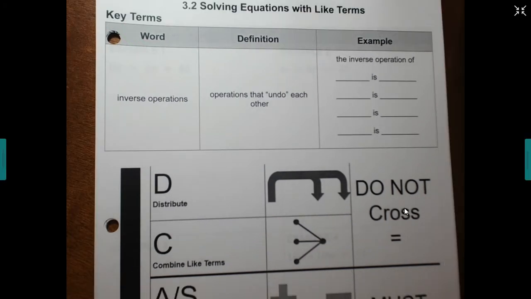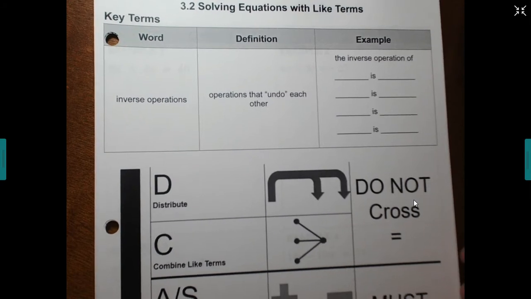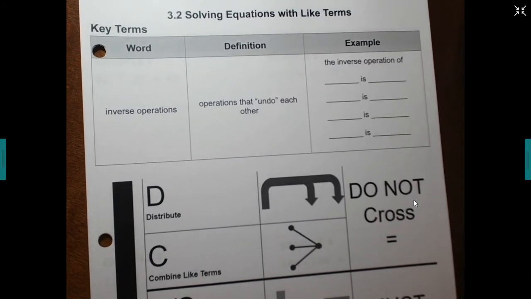Okay, let's talk about our second lesson in Unit 3, which is going to be solving equations with like terms.